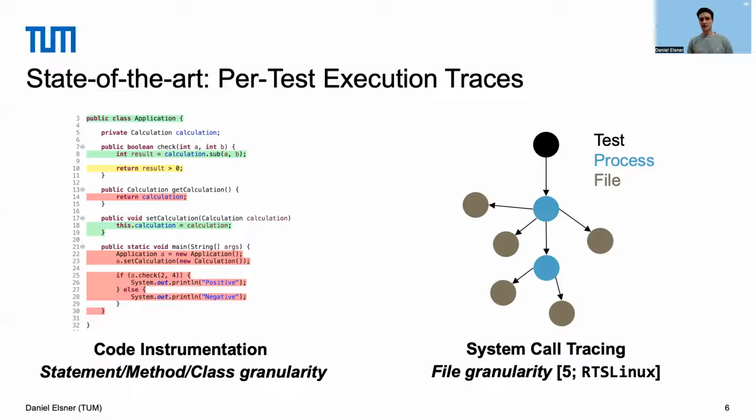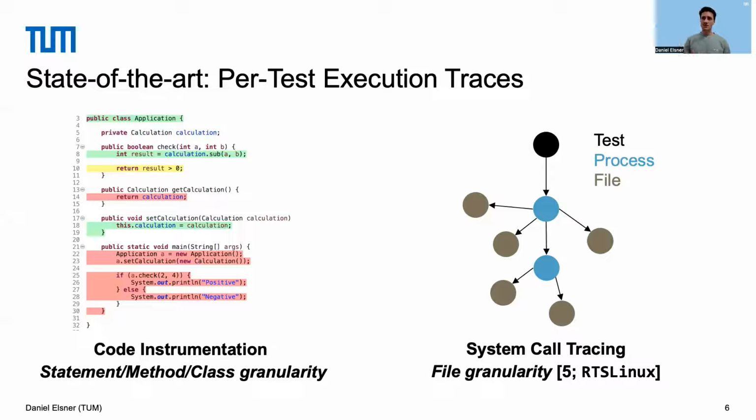And there is one approach from a paper published in 2017 from Celik et al. They propose RTS Linux, and this is an approach that is using system call tracing to understand what a test process is doing during its execution by tracing process and file related system calls. And this is very interesting because it's language agnostic, so you do not need language specific code instrumentation, but you rather rely on the operating system events that are being triggered by the process.